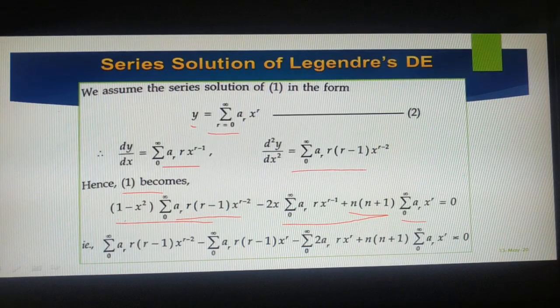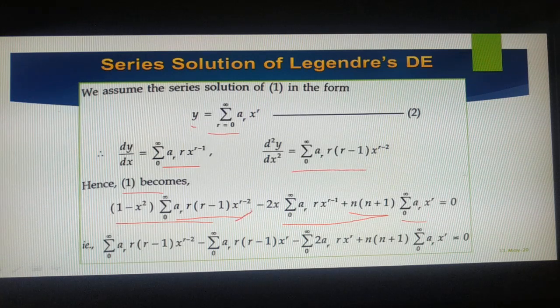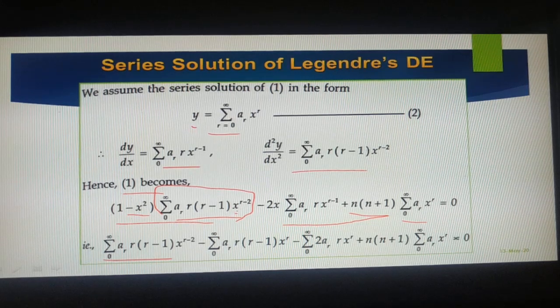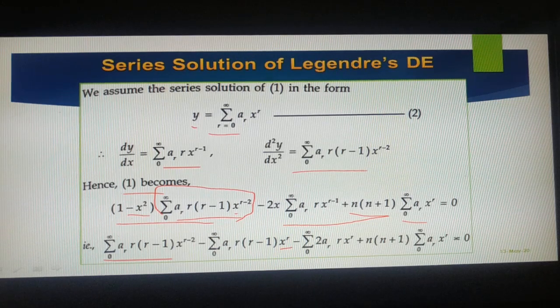Now if I multiply 1 minus x squared through with this term, 1 into this whole thing will be the same thing, summation r equals 0 to infinity ar r into r minus 1 x to the power of r minus 2. Again I am multiplying with minus x squared. Here the bases are same, so this time we will get x to the power of r. So minus ar r into r minus 1 into x to the power of r.